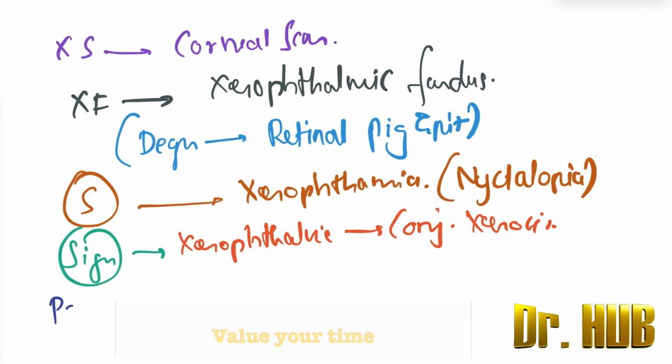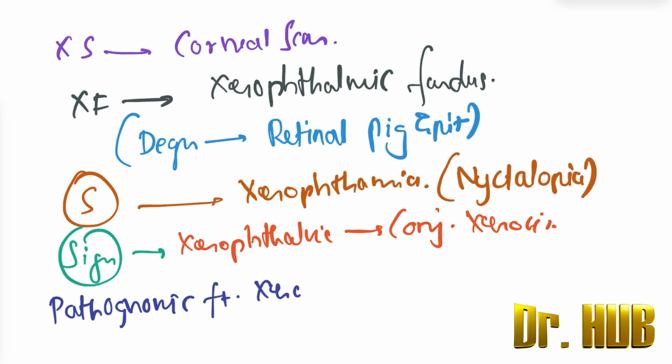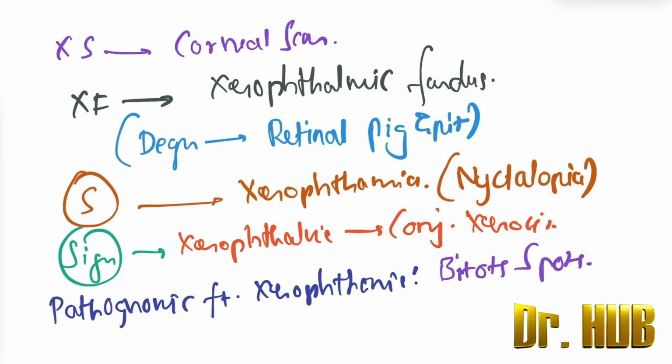Next, the pathognomonic feature of xerophthalmia is the appearance of Bitot spots. So this was all about vitamin A deficiency and its WHO grading.